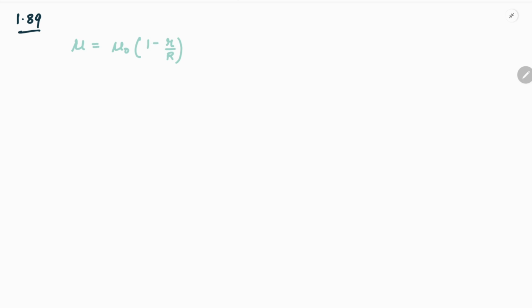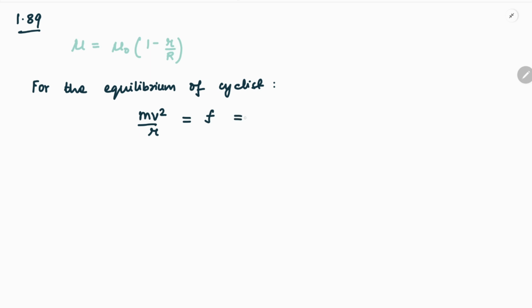obviously for the equilibrium of the cyclist, it is important that the force mv square by r is balanced by frictional force, and frictional force will be equal to mu mg, which is the normal reaction force. So if we equate them, m and m cancel, we get v square upon r equals mu into g.